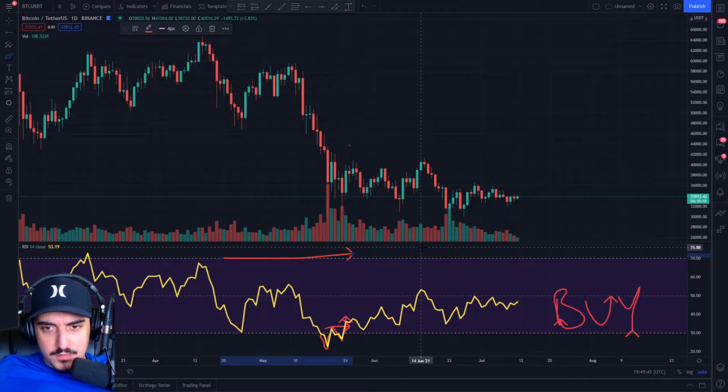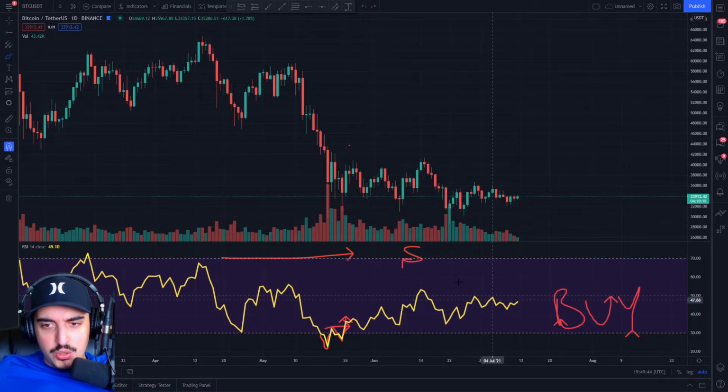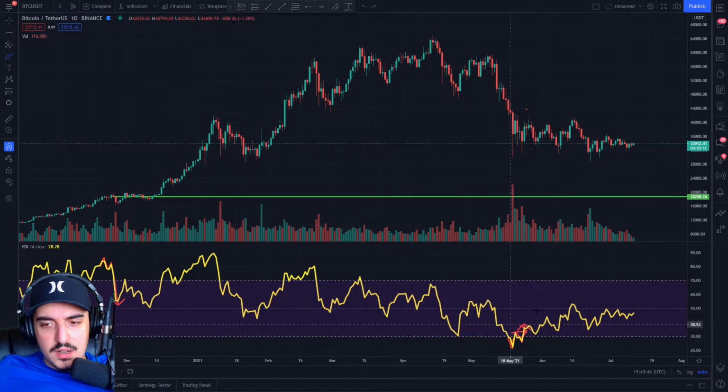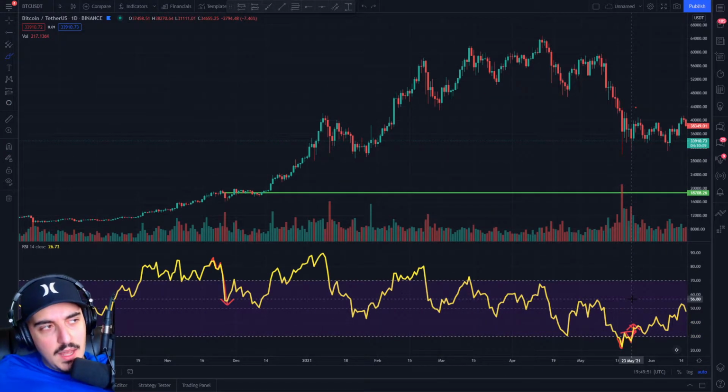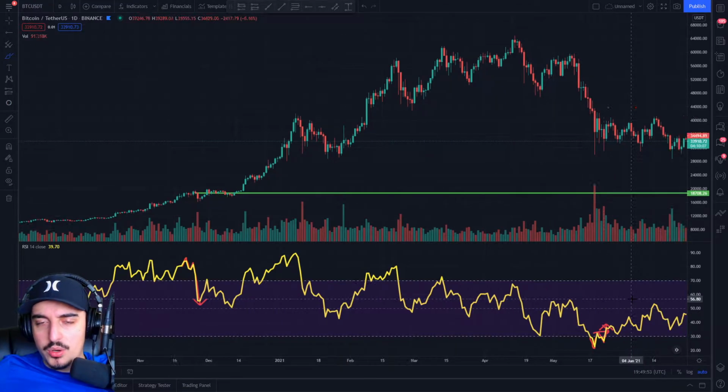And above 70 is a sell signal. So what you are trying to do now is look for these kinds of formations on top of the indicator to give you that edge. Okay, now we are talking. This is something that we can work with.